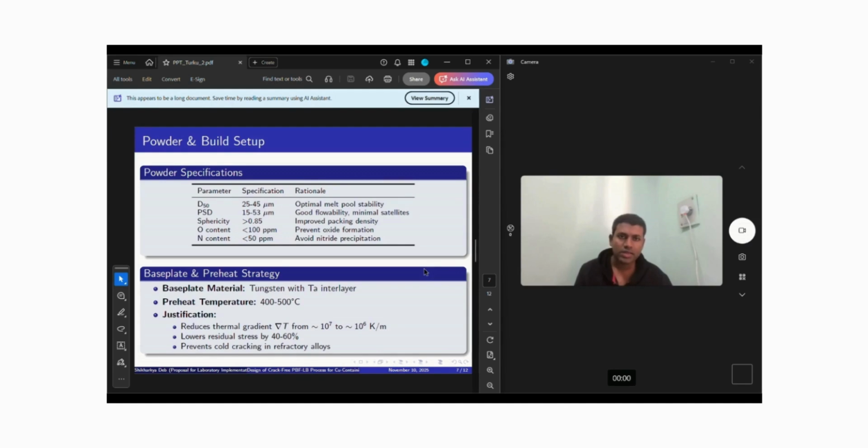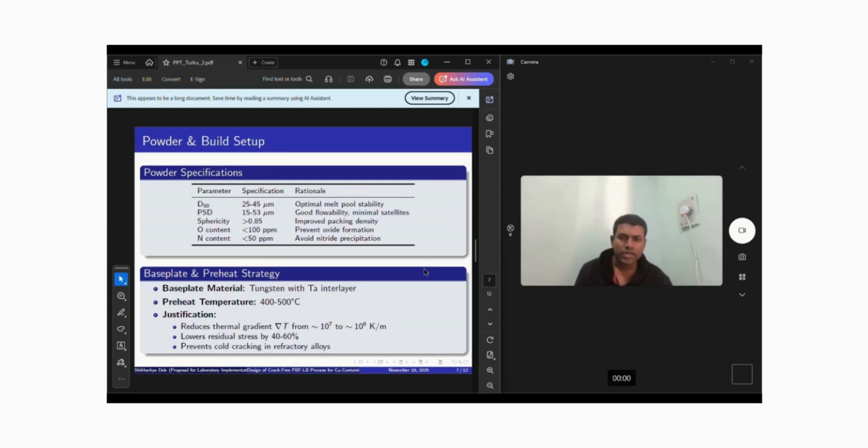Next comes the chemical purity, which includes oxygen to be less than 100 parts per million, because oxygen forms oxide inclusions that act as stress concentration and crack initiation sites, impair metallurgical bonding between particles, and can create brittle phases at grain boundaries. Nitrogen has to be less than 50 parts per million. Nitrogen can form hard, brittle nitrides that reduce toughness, provide sites for crack initiation, and can interfere with precipitation strengthening.